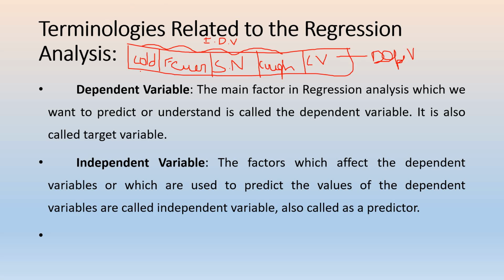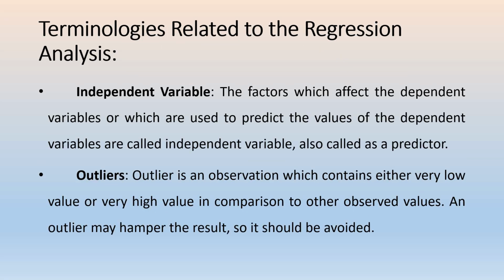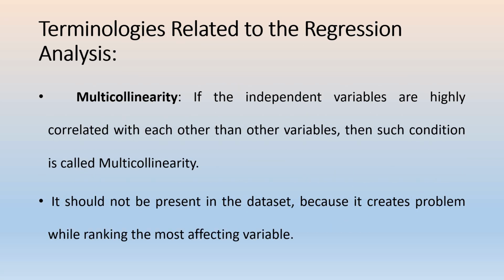Let us see, for example, the cold is highly dependent on fever, and fever is highly dependent on no smell, and again it is highly dependent on cough. So all these variables are internally highly related with each other. All these independent variables are highly dependent on each other. Such a situation is called collinearity. So with high collinearity, we can get poor results, poor predictions. So that's why it should be avoided. It should not be present in the data set, as it creates a problem while ranking the most effective affecting variable.